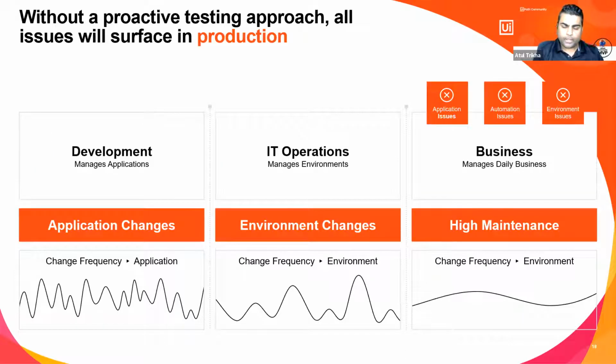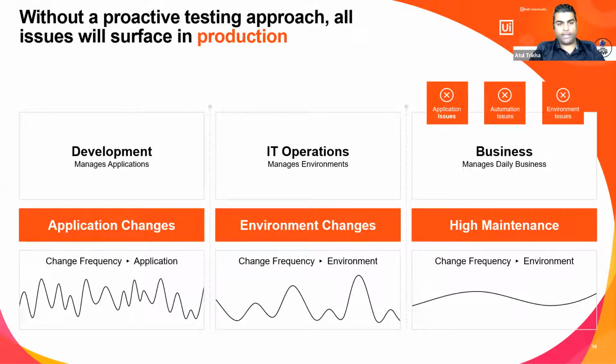Now, we discussed the challenges. Now let's take a look at a normal flow. If we don't do continuous testing, and we continue doing the manual testing, we will keep the traditional flow here. What will happen? This diagram shows that if you do not follow the testing continuously, or do not do it proactively, all the issues will surface at production.